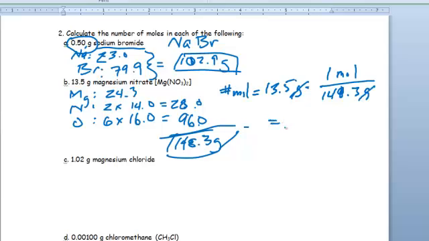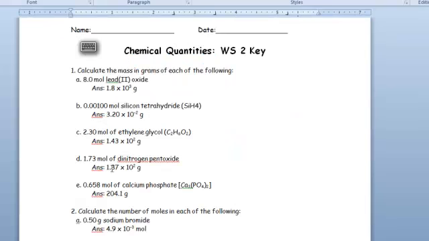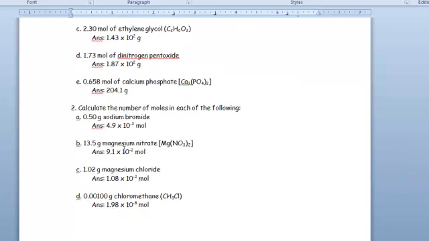And 13.5 divided by 148.3. And that gives us 0.091 moles. Okay, excellent. Let me double check here. Scroll down. Good, good. All is well.